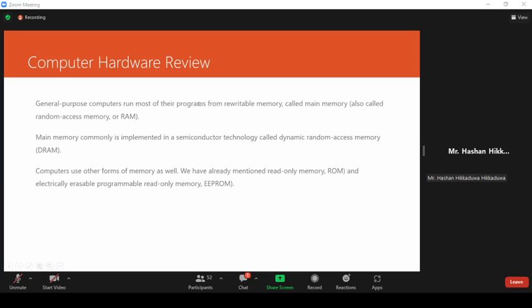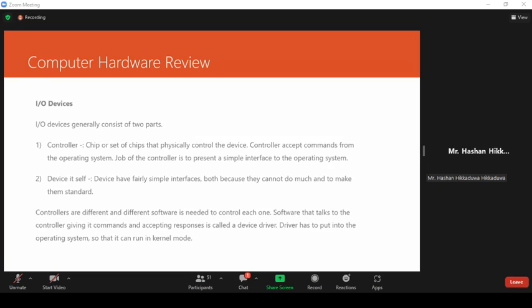Main memory commonly is implemented in semiconductor technology called dynamic random access memory. Computers use other forms of memory as well. We already mentioned read-only memory and electrically erasable programmable read-only memory. There is ROM and EEPROM.